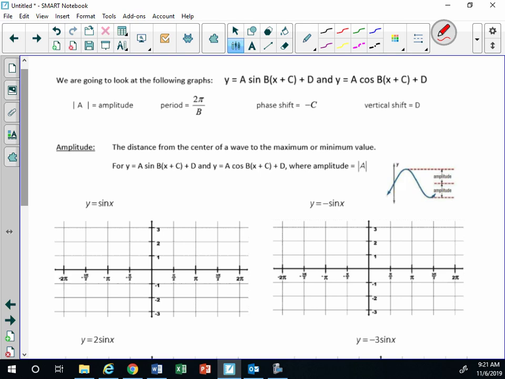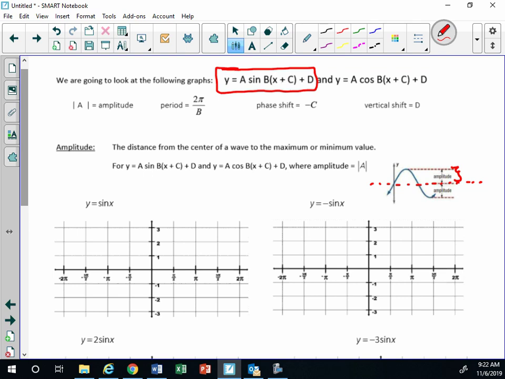Okay, so there's a lot of things we can do to these graphs. If you look up here, we can change the A value, which the absolute value of A is called your amplitude. If you look at the little diagram here, it's kind of small. The amplitude is the distance from your midline to the top or the midline to the bottom. The midline is literally the line in the middle, okay? That's all it is. So amplitude is that distance.